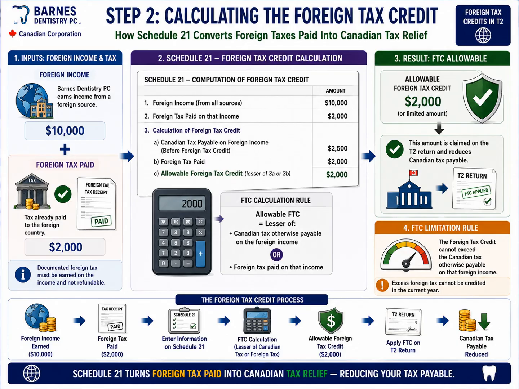In the next step, we'll zoom out and look at the complete foreign tax credit system from beginning to end, showing how foreign income ultimately flows through Schedule 21 and reduces Canadian tax.